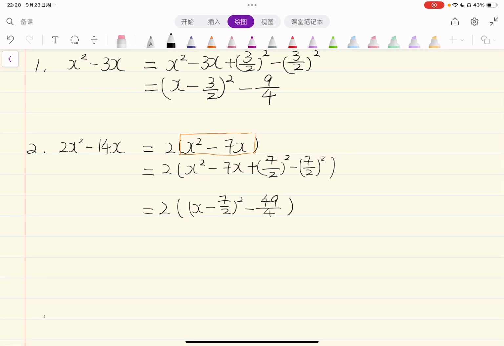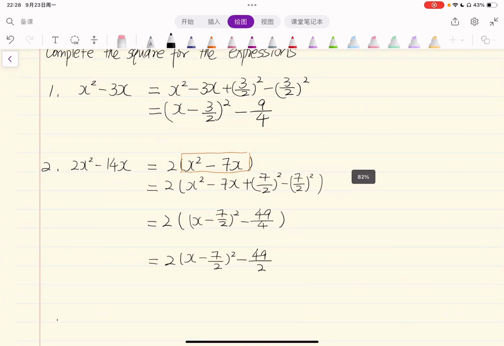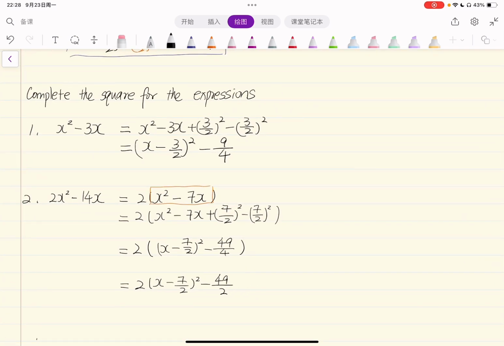Now what we need to do is move the 49 over 4 out of the bracket. So we need to times 2. We have 2 times x minus 7 over 2 squared minus 49 over 2. That is the answer. In this kind of question, we usually divide the b term by half and then square it and cancel its square.